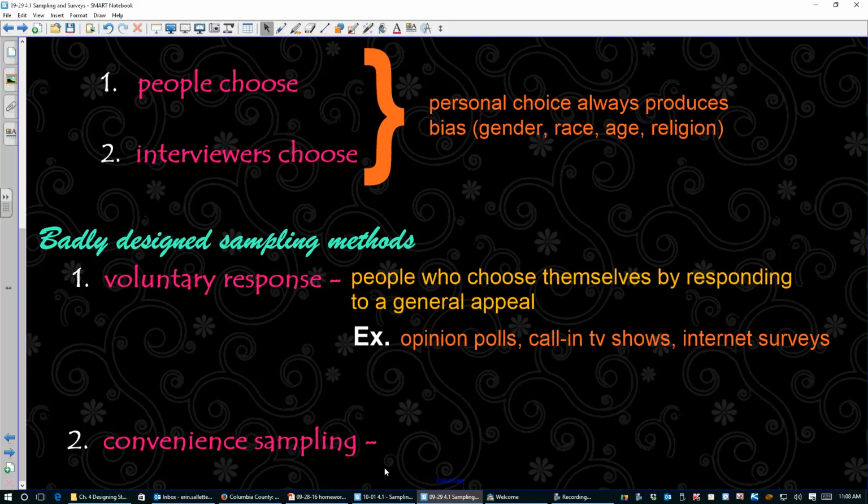You also have convenience sampling, and this is more of an interviewer's choice of bad sampling technique that produces bias. Basically, the interviewers choose the individuals that are easiest to reach, and it is not a random selection, and not everyone in the population has a chance of being selected.